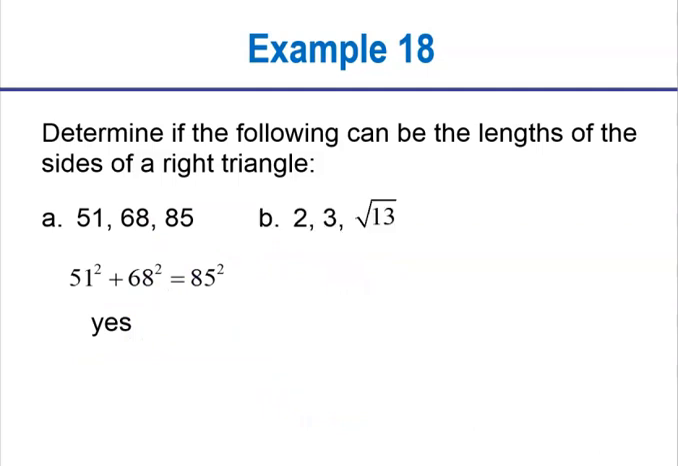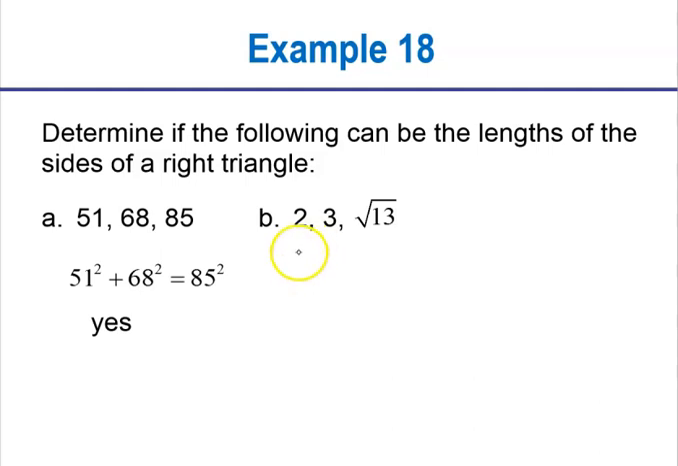So here's B. I want you to pause it, try it out, just make sure you're comfortable with these steps. All right, what do you think? How did it go? First of all, what's the longest side? Well, we know square root of 13 has got to be bigger than both 2 and 3. That's the longer one. Why do we know that? Because 3 squared is 9, right? So square root of 13 has to be bigger than 3.